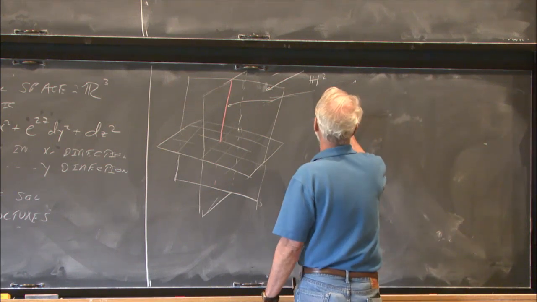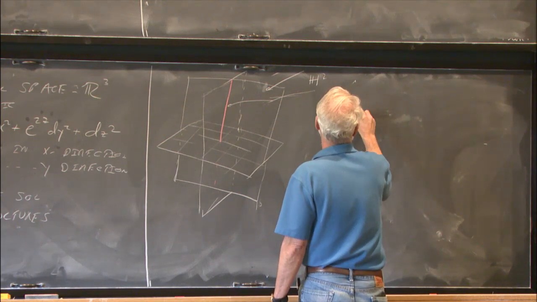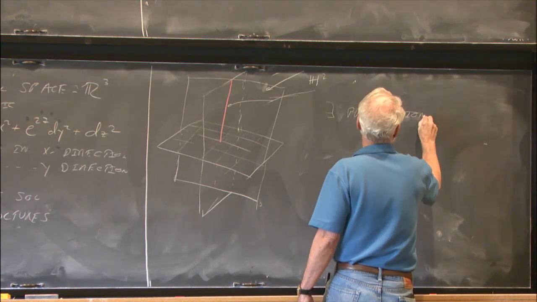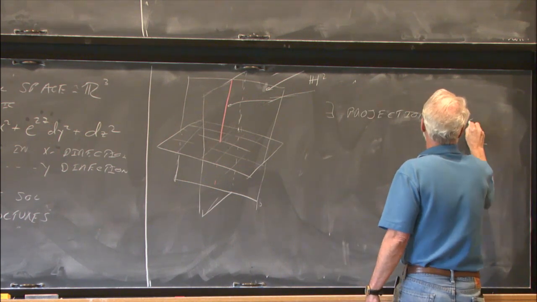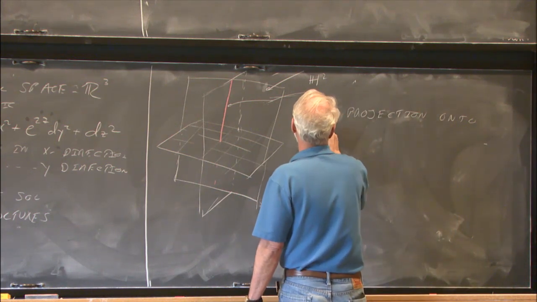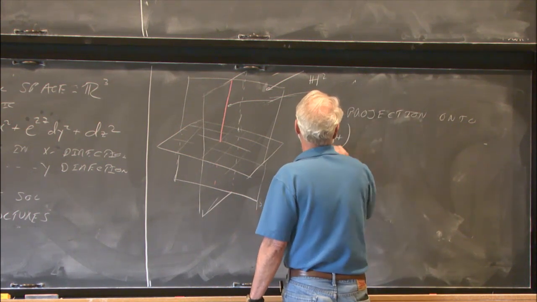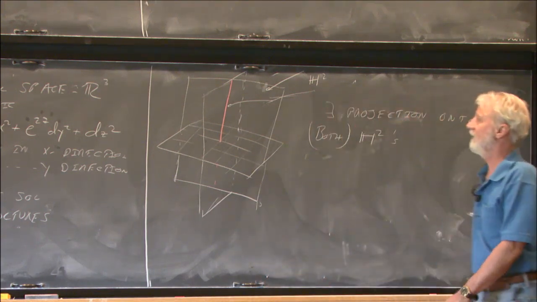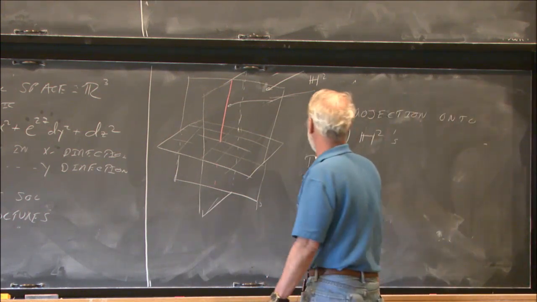So in particular, there exists a projection onto, well, in fact, both H2s, and we get a transverse hyperbolic structure.